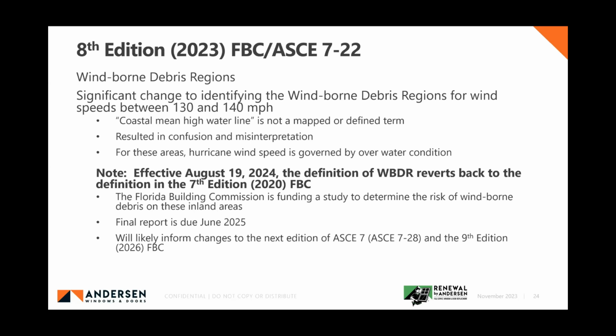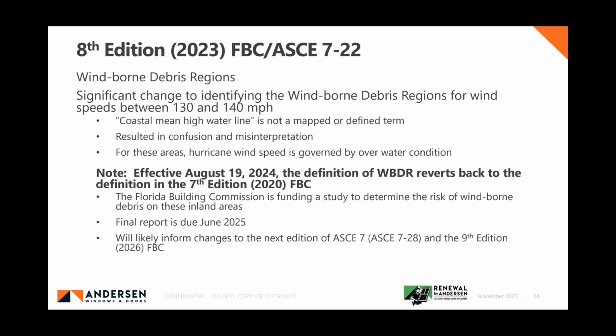Historically, for that 130 to 140 trigger, we've identified it as areas that are within 1 mile of the coastal mean high water line. Okay, so it clearly indicated it was coastal areas. However, a group at ASCE 7 felt like this needed clarifying, and it did. The term coastal mean high water line is not a mapped or defined term. It's not defined in the code. Some have argued, well, in Florida we do define coastal. We do, but not for the purposes of what this is. And it's not defined in other areas of the country.